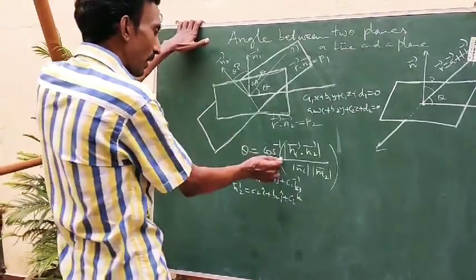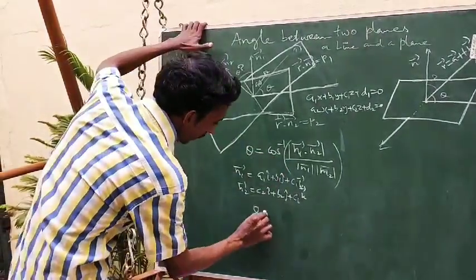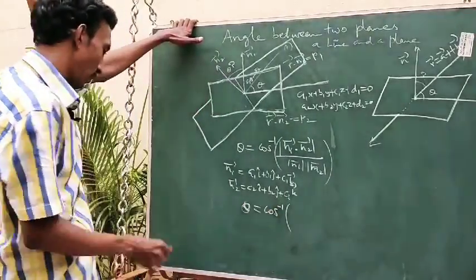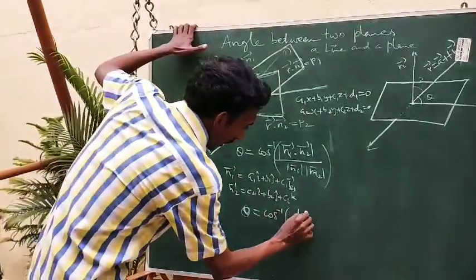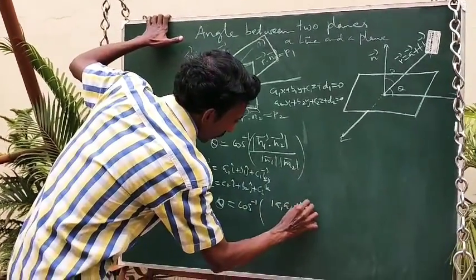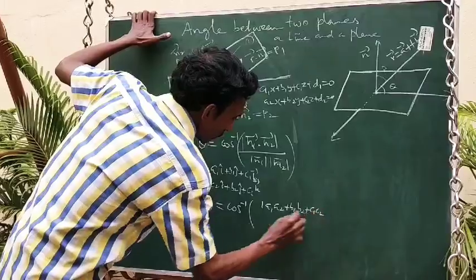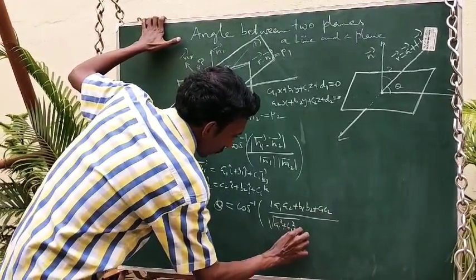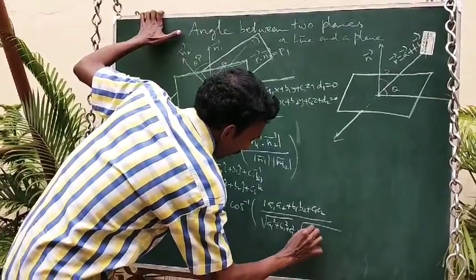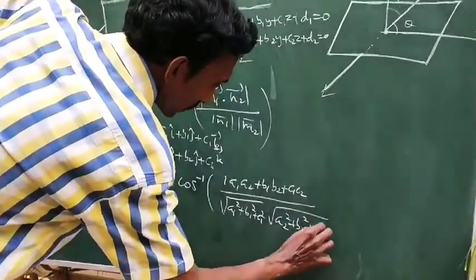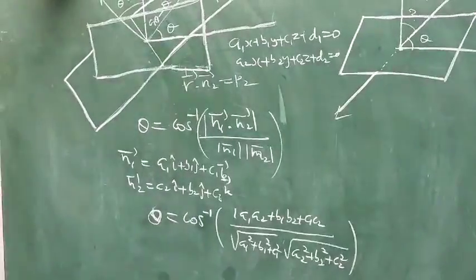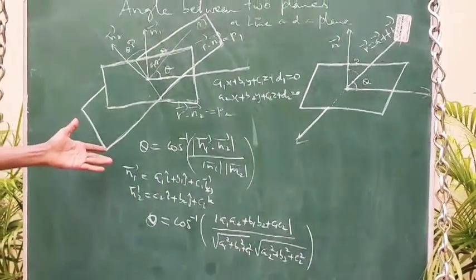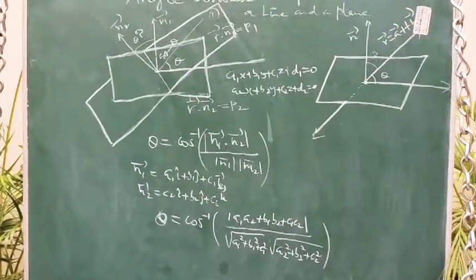Then the formula in the Cartesian form is theta equal to cos inverse of modulus of A1 A2 plus B1 B2 plus C1 C2, by root of A1 square plus B1 square plus C1 square into root of A2 square plus B2 square plus C2 square. It is the formula in the Cartesian form. Just remember any one, no problem.